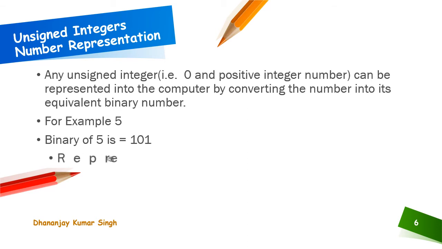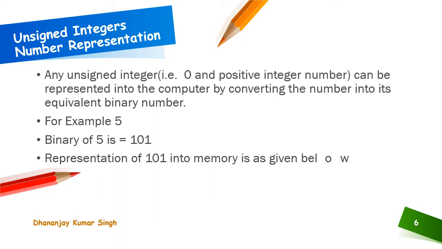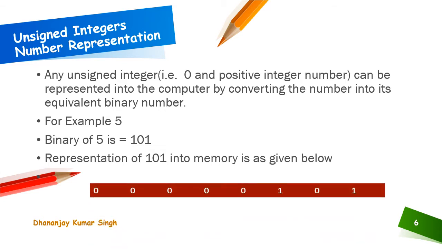You know how to convert. Represent this number in computer memory as it is. You can see here 00000101, that is an 8-bit representation. The 0 indicates this number is positive, 1 represents this number is negative. So here this number is positive.